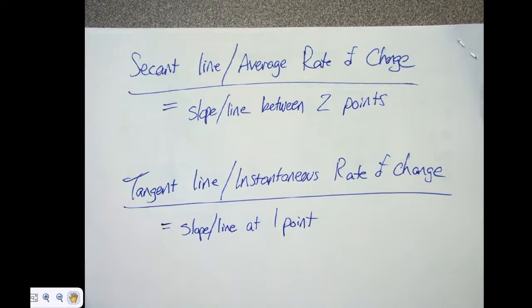Secant line, slash average rate of change, equals slope, slash line between 2 points. And then tangent line, instantaneous rate of change, equals slope, line at 1 point.